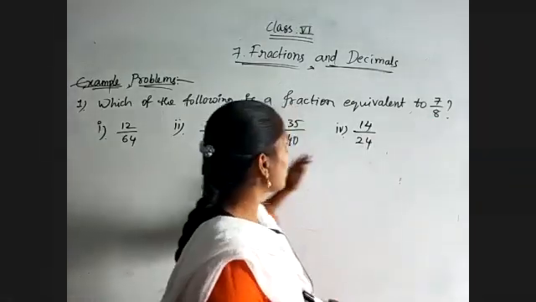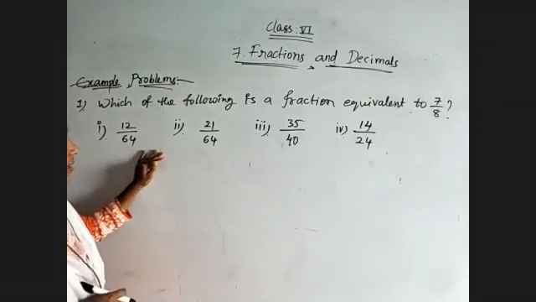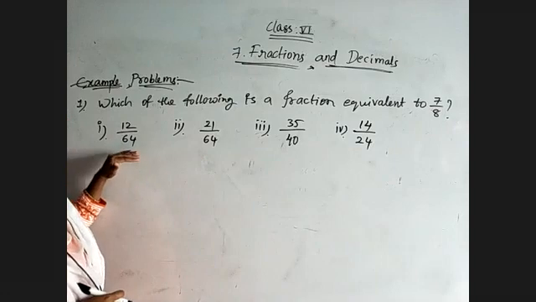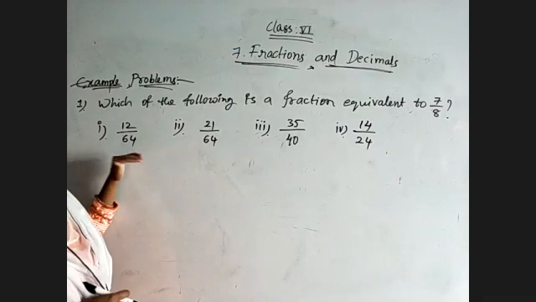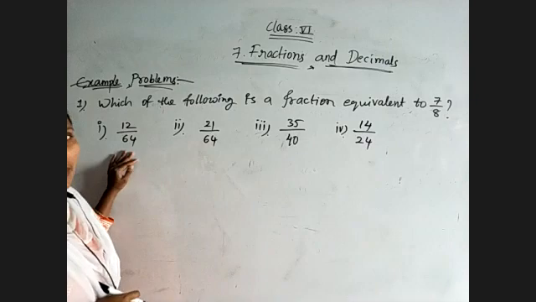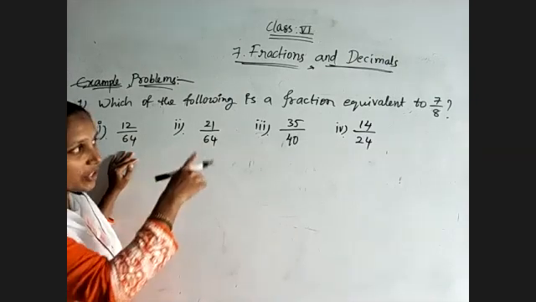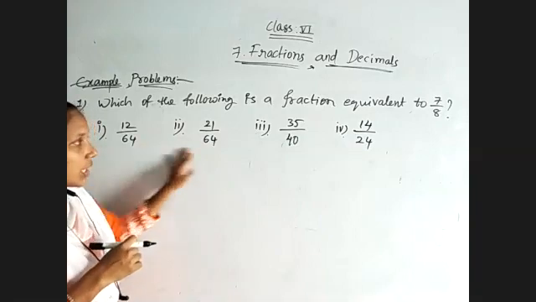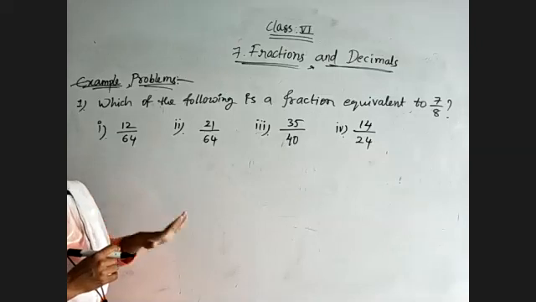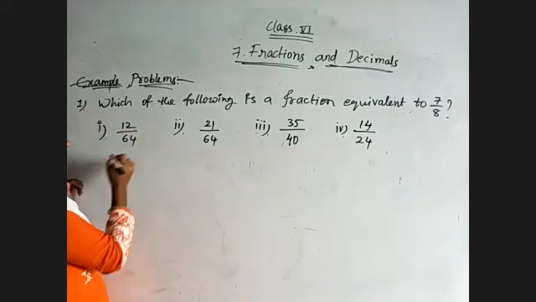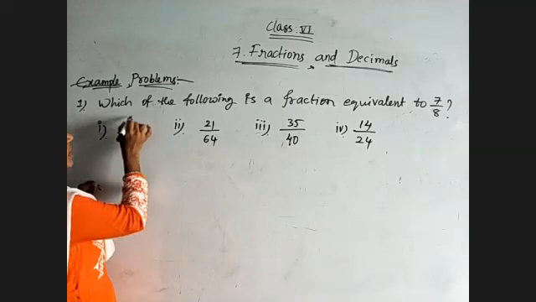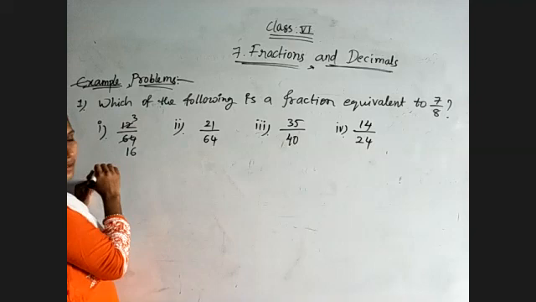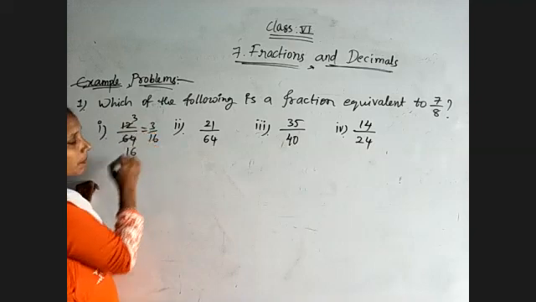Okay, so observe the given problems now and try to write whether they are in the lowest form or not. If they are not in the lowest form, convert them into the lowest form. Where you get the original fraction, that one is the equivalent fraction of the given fraction. So we will see 12 by 64. 4 3s are 12, 4 16s are 64. So 3 by 16 is the simplified form.